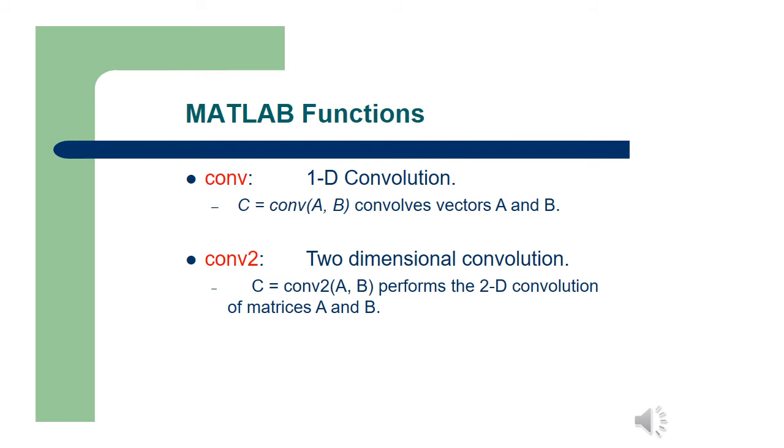So in the first case, 1D, A and B were vectors, and conv2 performs two-dimensional convolution. It takes two matrices and convolves them. These are built-in functions, and you can apply them while doing your practical exam.